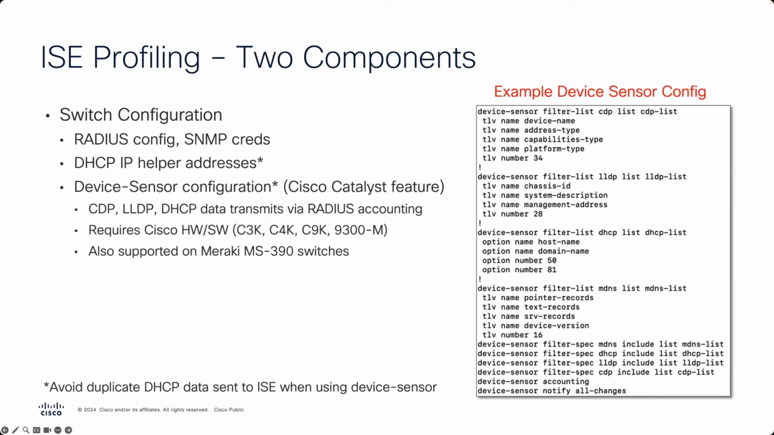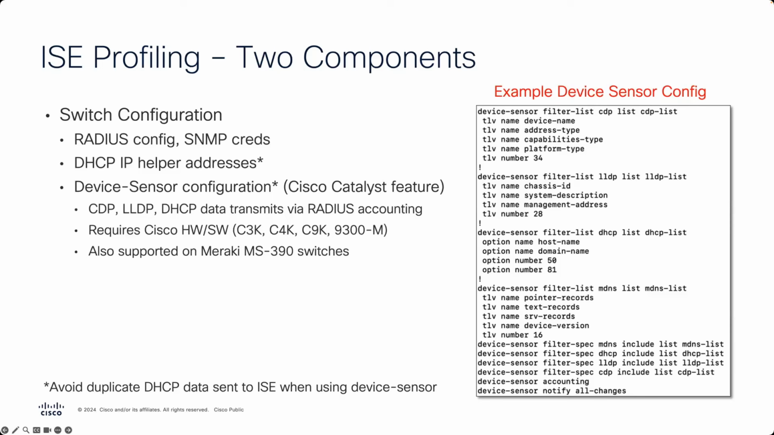And for those who haven't seen a default device sensor configuration, this is what it looks like. You can paste this into your Cat3Ks, your Cat4Ks, your Catalyst 9Ks, or even Catalyst 9300Ms are using the same capability, as well as Meraki 390 switches. So making sure that we're gathering as much information as possible from our switches helps us to identify endpoints.